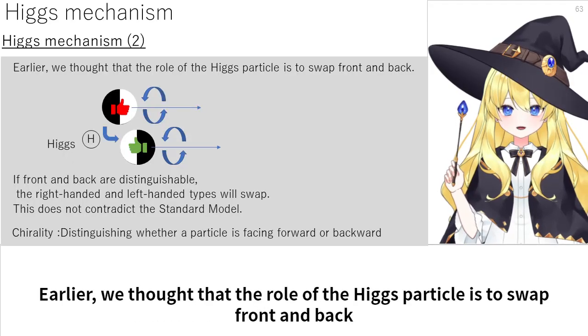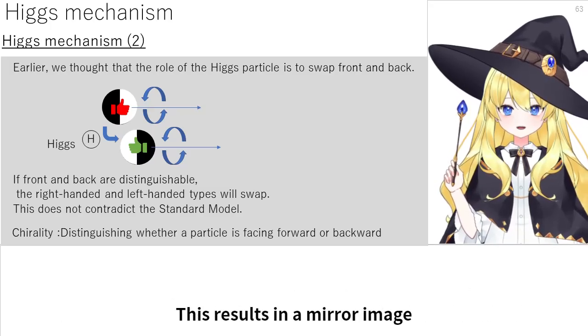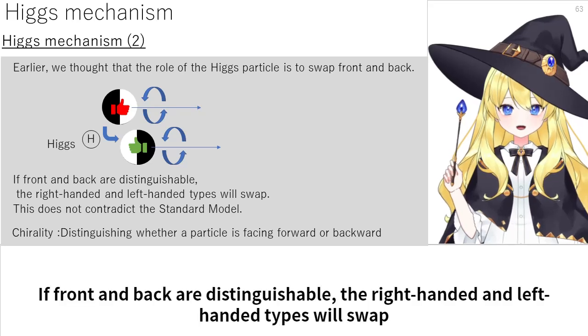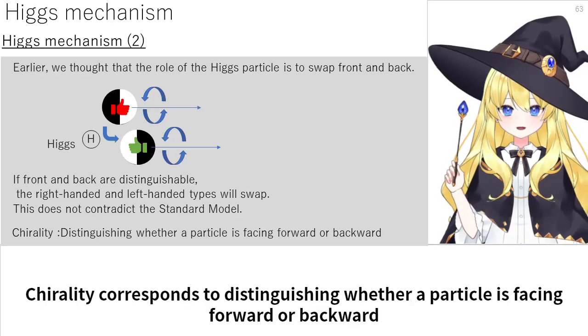Earlier, we thought that the role of the Higgs particle is to swap front and back. Swap front and back without changing the direction of spin. This results in a mirror image. If front and back are distinguishable, the right-handed and left-handed types will swap. This does not contradict the Standard Model. Chirality corresponds to distinguishing whether a particle is facing forward or backward.